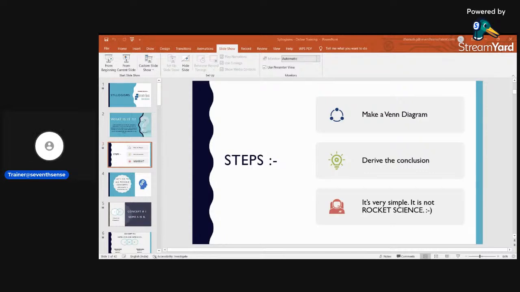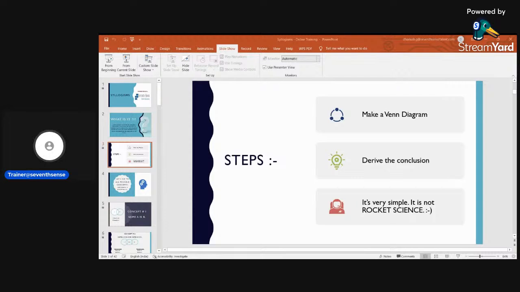So let's go with the conclusions. Between A and B: all A is B, some A is B, and some B is A. Between B and C: some B is C and some C is B. And we can't derive conclusions for A and C, since there is no direct connection between these two circles. Right? So this is concept 7.